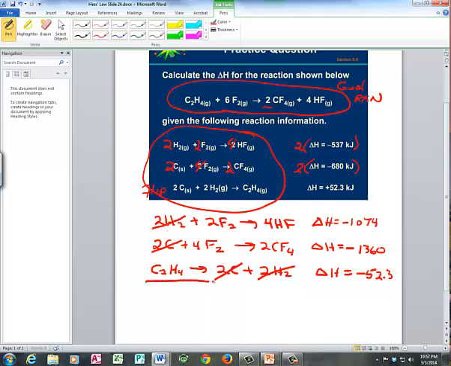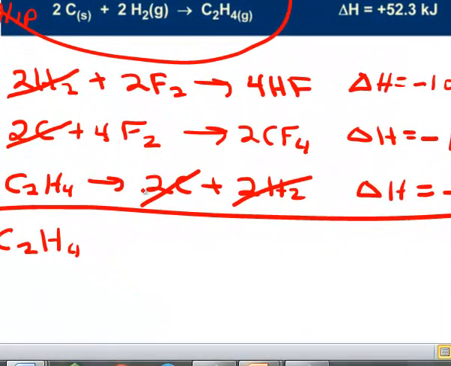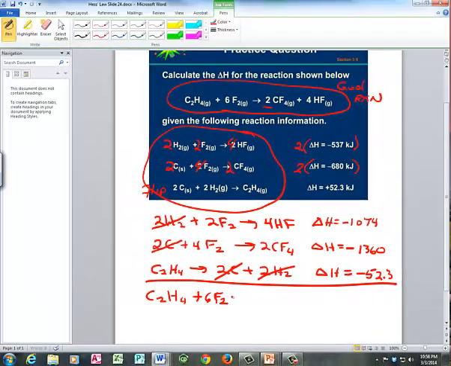I think I'm ready to add things up and see if I get my target reaction. So I only have one of these C2H4s. That gives me C2H4, and I have 2 F2s plus 4 F2s, which gives me 6 F2s. In case you're wondering, the reason I'm not canceling the F2s is because they're on the same side of the reaction arrow. They're both reactants, so they just get added up. And now I have 2 CF4s, and I have 4 HFs.